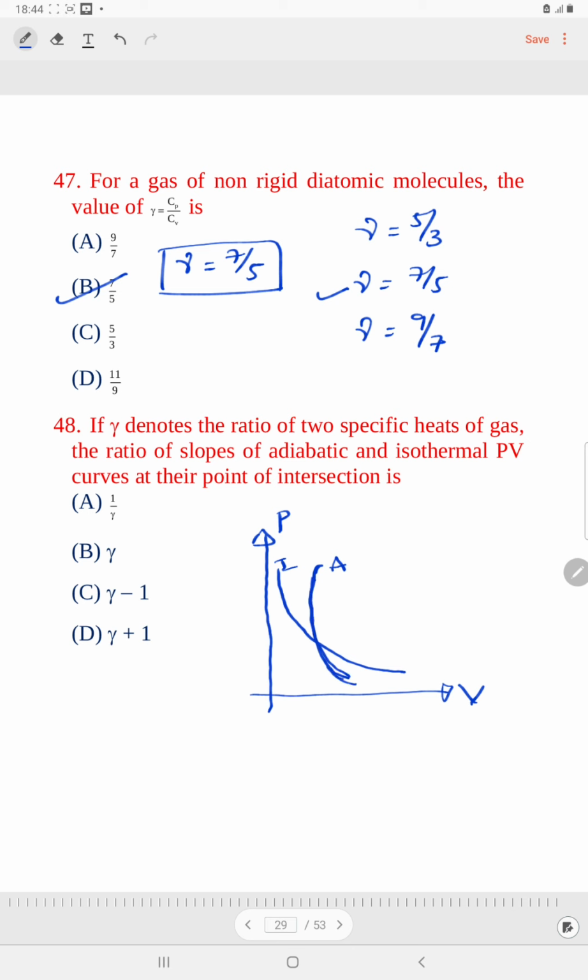Now this is going to be the point of intersection. The question is, if you take the slope of these curves at their point of intersection, what will be the ratio of the slopes? It's exactly gamma. Slope is nothing but delta P divided by delta V. This is the slope. It's found to be gamma if you take the ratio of slopes for adiabatic and isothermal.